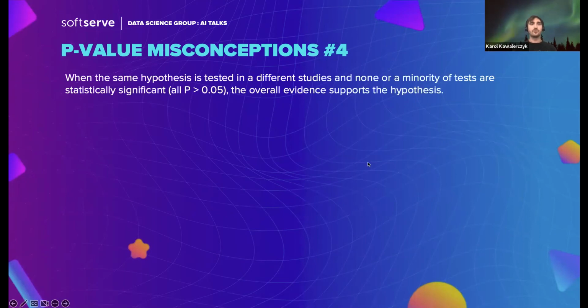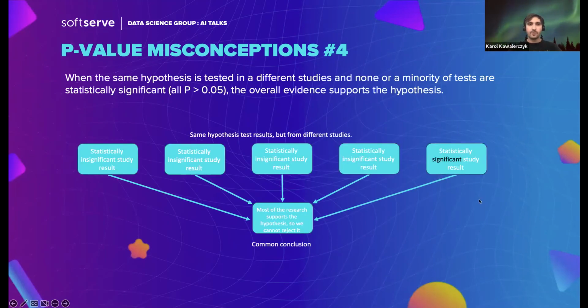And the last misconception. When the same hypothesis is tested in different studies and none or a minority of the tests are statistically significant, so let's say all are above the p-value 0.05, the overall evidence supports the hypothesis. I've already talked about how a p-value cannot support the hypothesis, so this is wrong just because of that. This is one of the reasons, I would say, but not the only one. Let's even skip that it shouldn't confirm.